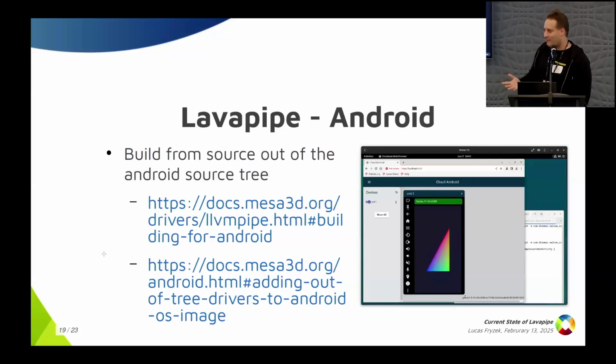But it's a lot more complicated. Android isn't as much of an open platform. So if you want to run it, I wrote a lot of documentation for how to run Lavapipe on Android, and also just Mesa drivers in general on Android. So if you're interested in Android, please check out those links. If you find an issue in the documentation, please file an issue so I can improve it.